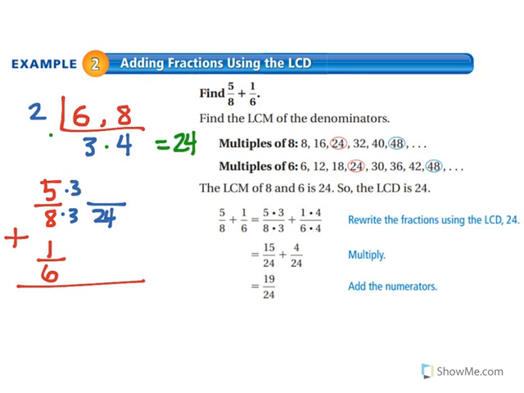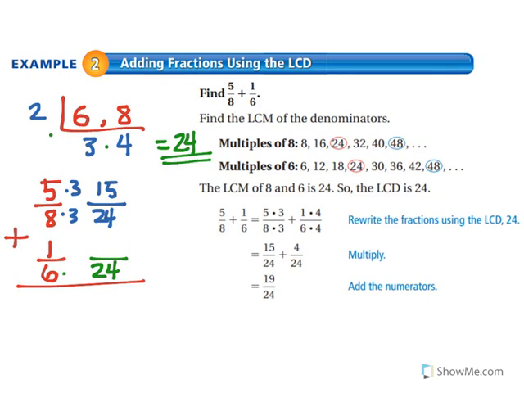That way, the fraction is the same value, okay? That way it's an equivalent fraction. So 5 times 3 is 15. There's my first fraction. Now, I have to, again, use 24 as my denominator. It's my pre-chosen number that we came up with for the LCM, which is now our LCD.